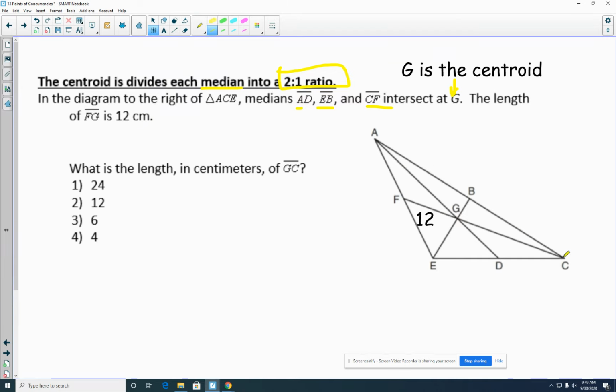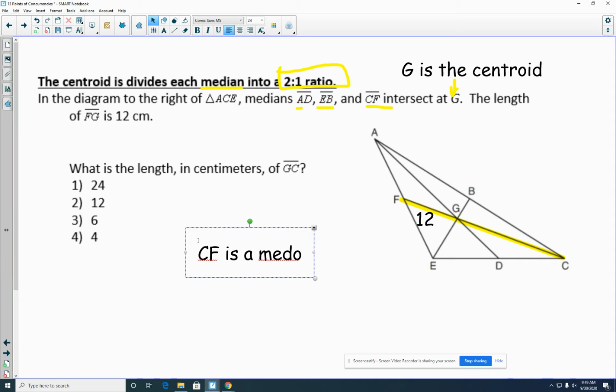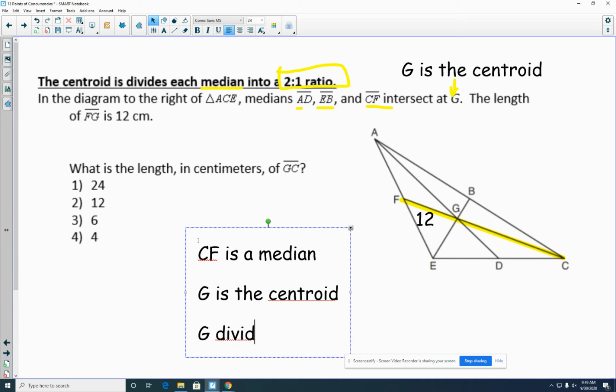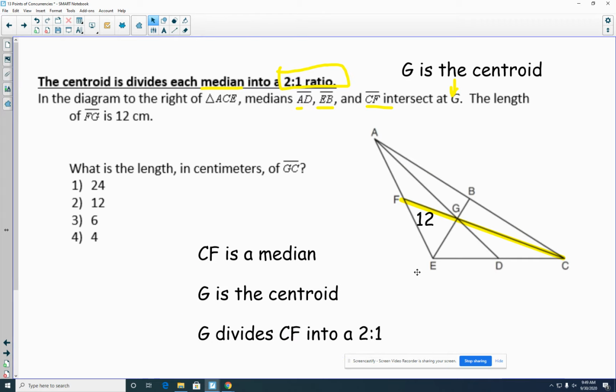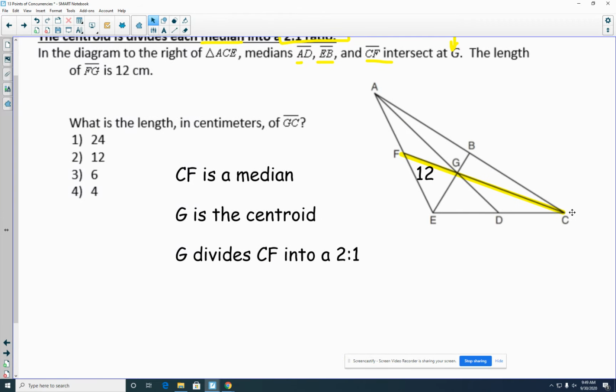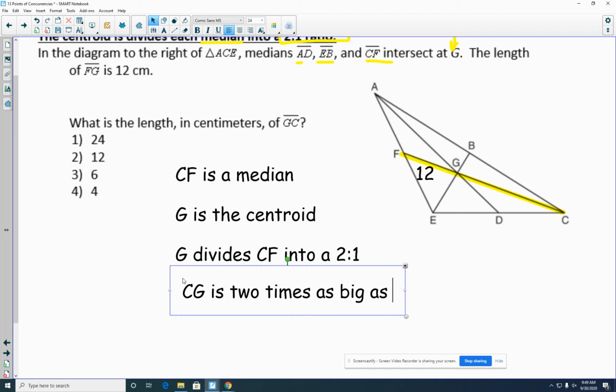FG is part of this median, which is CF right here. So CF is a median. Right? And that means that G is the centroid. That means that G divides CF into a 2-to-1 ratio. All right, so let's look at this here. That means that CG is 2 times as big as GF. So CG is 2 times as big as GF.